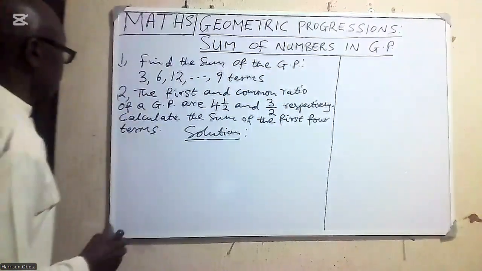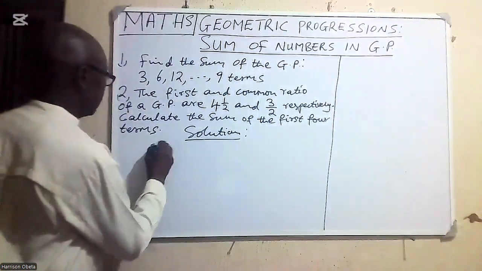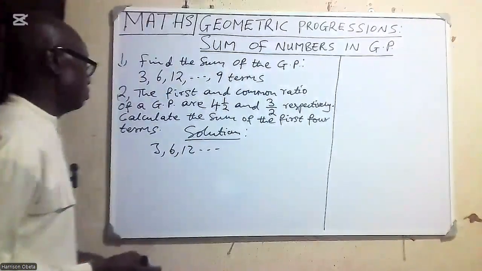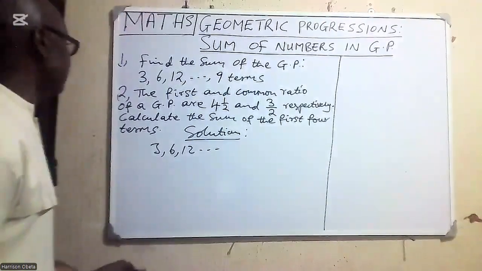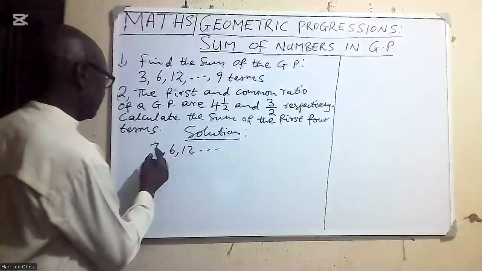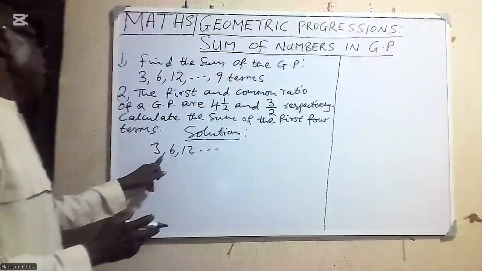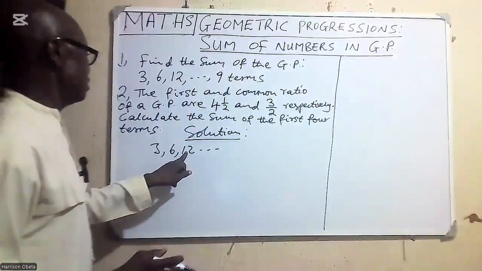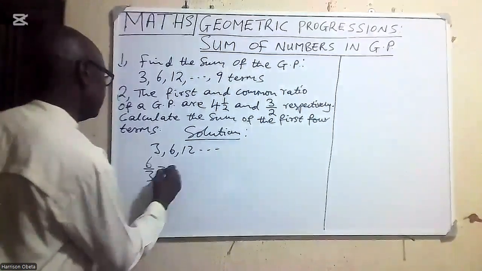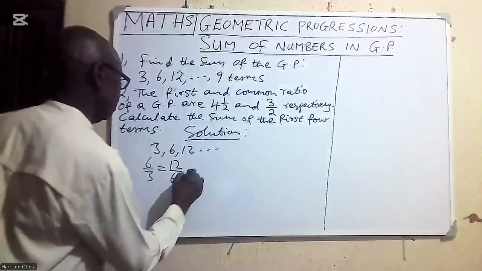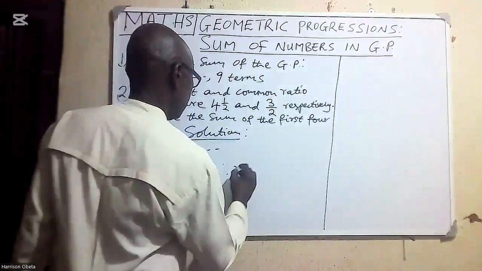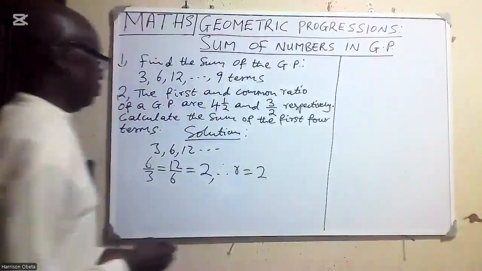Now, if you look at the first number, the GP is 3, 6, 12, and so on, up to 9 terms. So first of all, we have to find the common ratio. And you discover that if you divide the second term by the first, the third by the second, and so on, you'll be getting the same answer. That is 6/3 is the same thing as 12/6, which is the same thing as 2. And that means that our common ratio is 2.